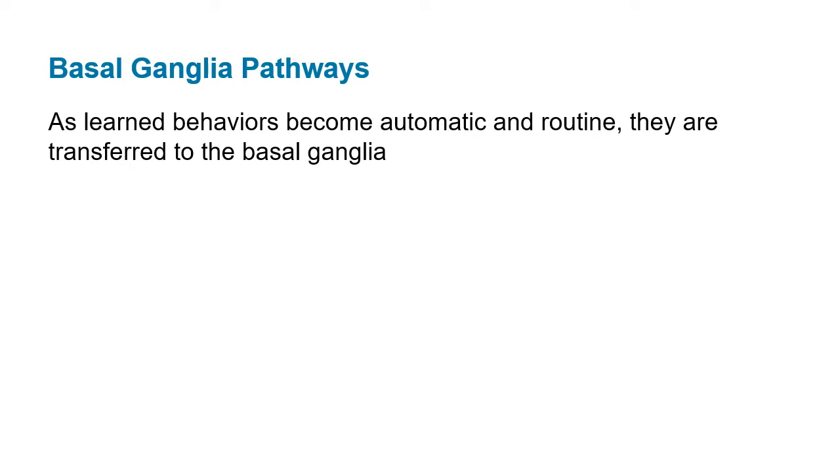Then after that, it goes into the basal ganglia pathway. So the transcortical pathway is where you're deliberately learning it. It's that early stuff. Then once it becomes hardwired, once it becomes effortless, or less effortful, once it becomes automatic and routine, it is transferred to the basal ganglia.